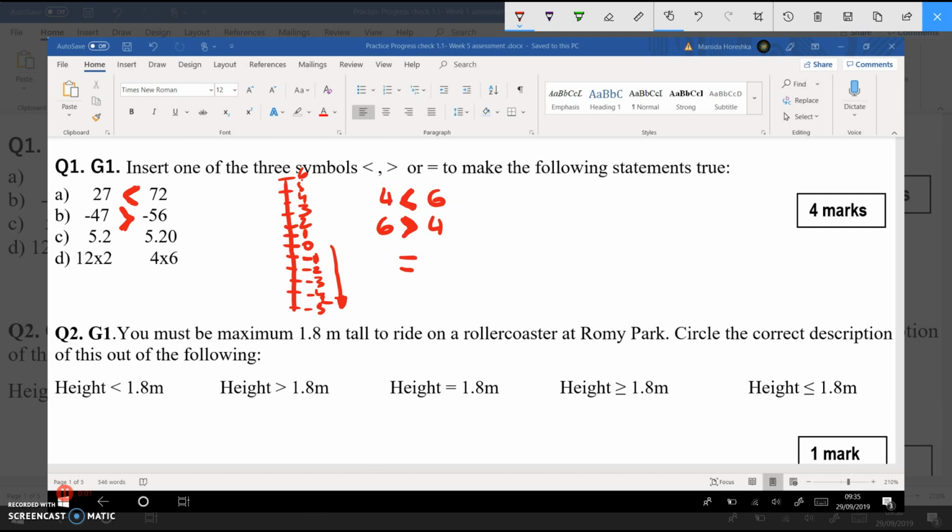Now we've got 5.2 and 5.20. We're all familiar with this amount, which is £5.20. So it's £5 and 20 pence. And 5.2 looks very similar, but does it mean the same thing? So I'll use the context of money to show that as well. So we'd have 1, 2, 3, 4, 5 whole pounds.